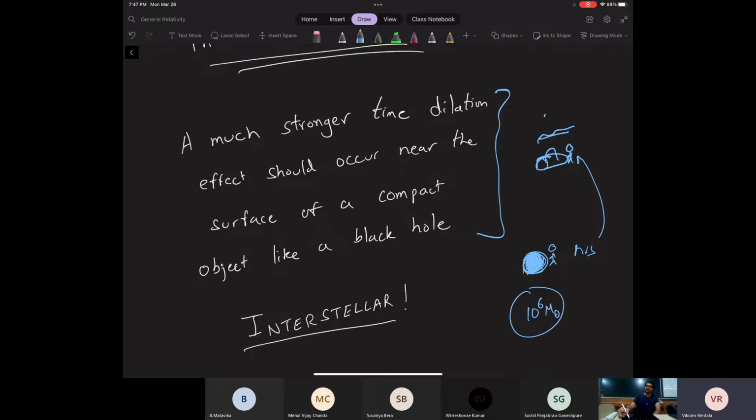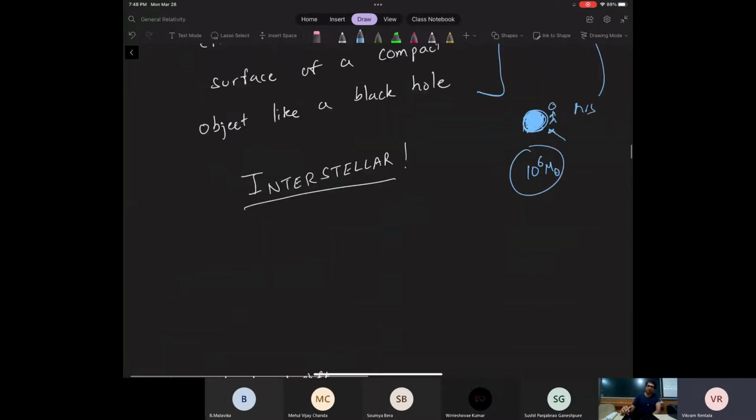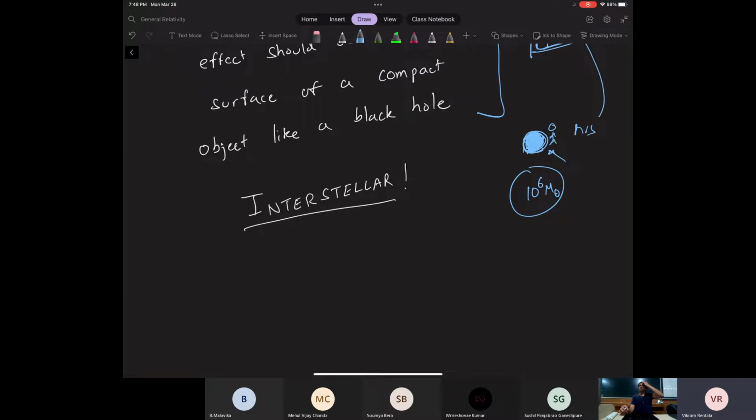For the spaceship, which is not so deep in the gravitational potential, time runs faster, but the planet is deep in the gravitational potential. This kind of strong gravitational effect would only be important near the surface of a black hole, as we've already discussed, near some very compact object. Any questions here? Yeah.